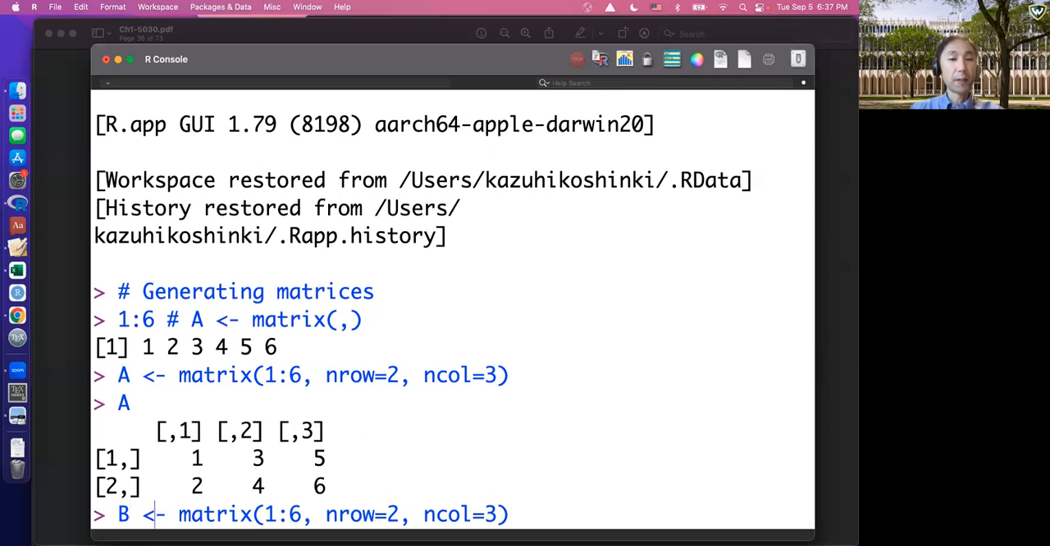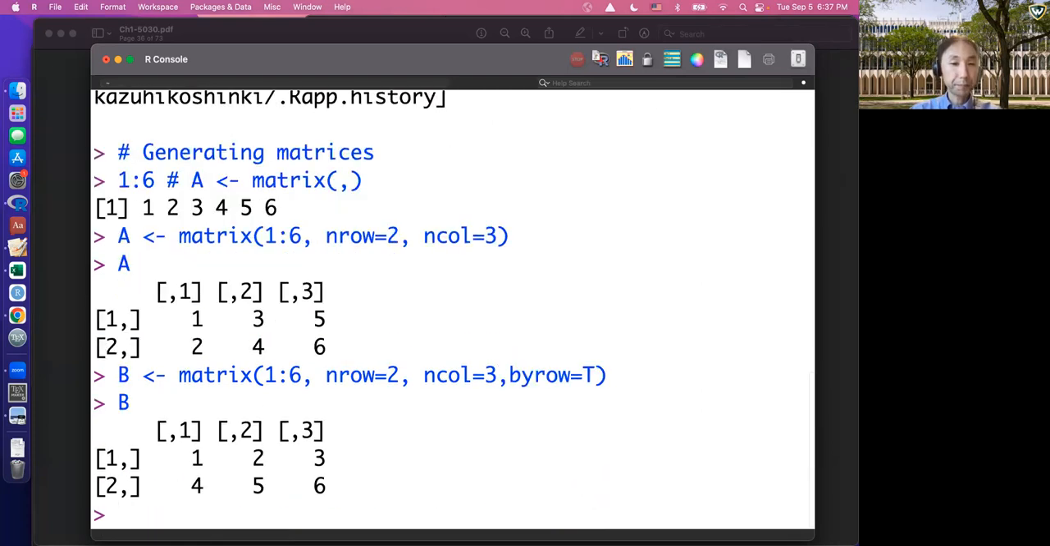Suppose that we want to make a matrix of 1, 2, 3, 4, 5, 6, rather than 1, 3, 5, and 2, 4, 6. You can specify the option byrow equal to TRUE or T. Then you can generate the matrix by row. So 1, 2, 3 fill the first row, and 4, 5, 6 fill the second row. In this way, we can generate the matrix.